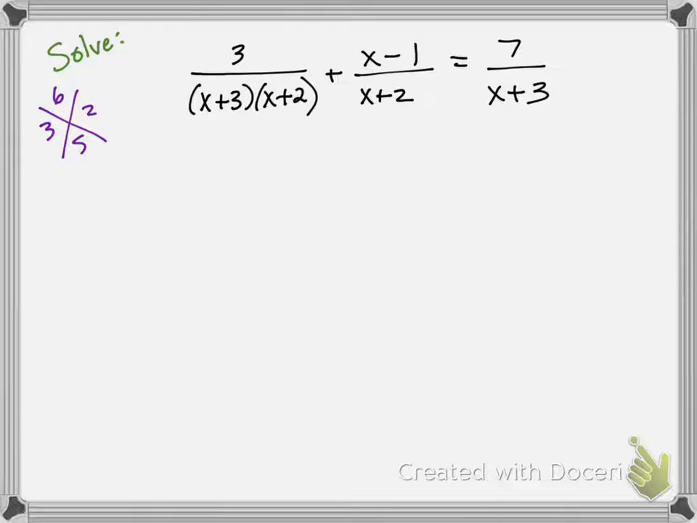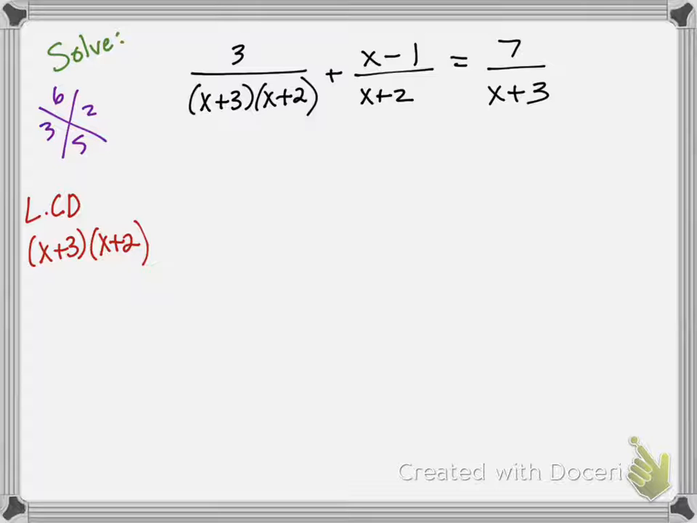Now we're going to find the least common denominator. Taking a look at the first denominator, I know that it has to have an x plus 3 and an x plus 2. Taking a look at the second denominator, I notice that it has an x plus 2, but we already wrote that down. And taking a look at the third denominator, it has an x plus 3, and we already recorded that. So the least common denominator is x plus 3 times x plus 2.